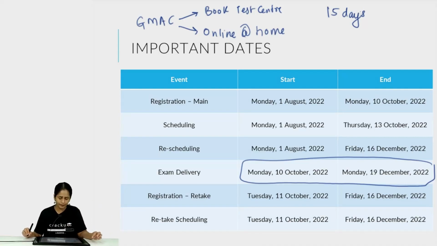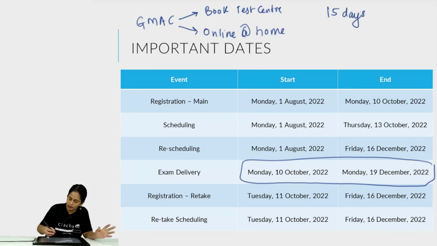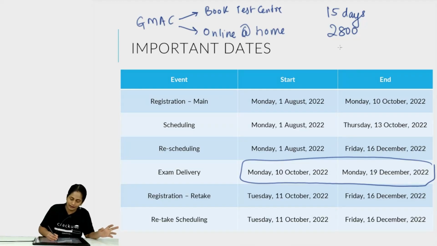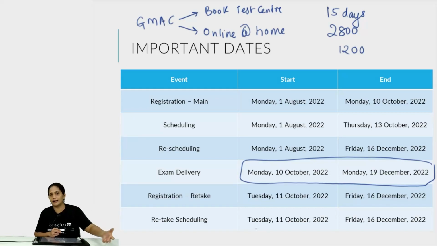It costs 2,800 rupees per attempt. So once you schedule and book a slot, you have to pay 2,800, and if you want to reschedule, I think there's 1,200 per rescheduling or something like that, and if you want to reattempt again, it is another 2,800. So it is not as expensive as the GMAT exam, though it is administered by GMAC and it has the same kind of facilities. It is not as expensive as the GMAT exam.